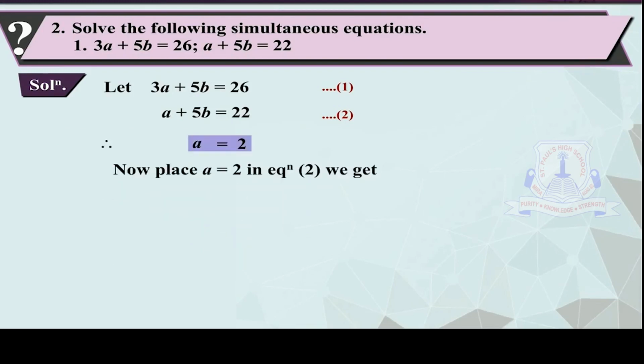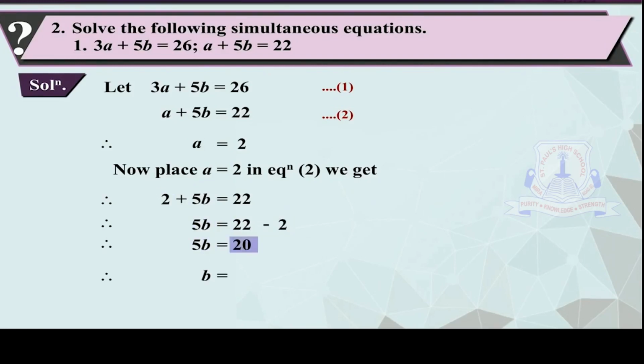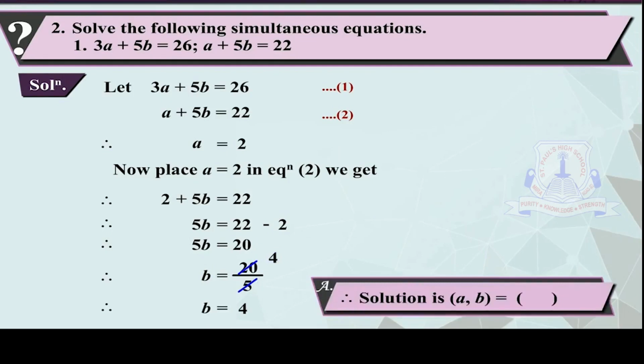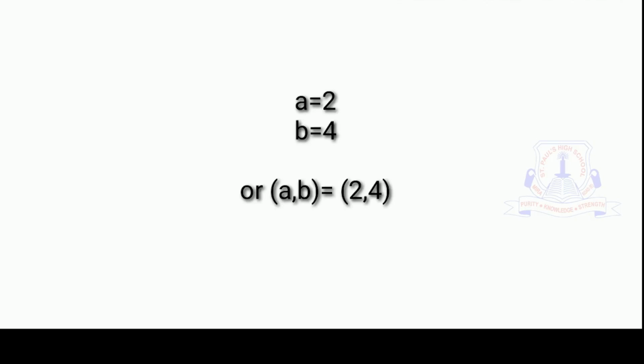Now place a is equal to 2 in equation 2. We will get 2 plus 5b equal to 22. Therefore, 5b is equal to 22 minus 2. Therefore, 5b is equal to 20. Therefore, b is equal to 20 upon 5. Therefore, b is equal to 4. Therefore, solution is a comma b is 2 comma 4, or a equal to 2 and b equal to 4.